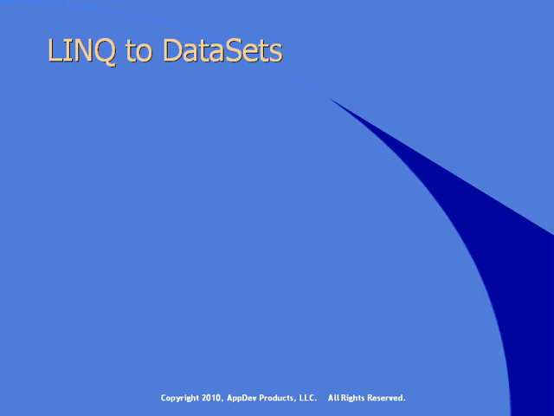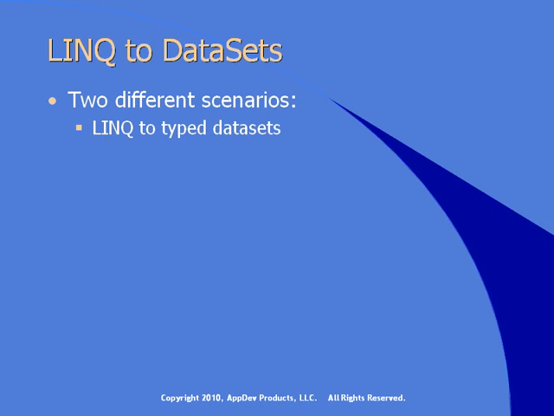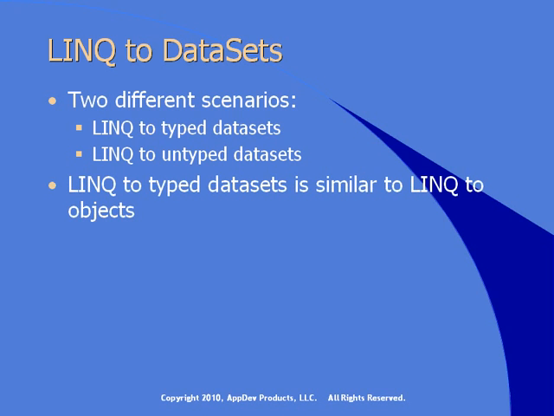If you want to use LINQ to datasets, that is with the typed or untyped datasets, there really are two different scenarios. There's LINQ to typed datasets. That's really just working with LINQ to objects because you have a class that represents your data. Or LINQ to untyped datasets, which is a lot more effort. LINQ to typed datasets is like LINQ to objects.